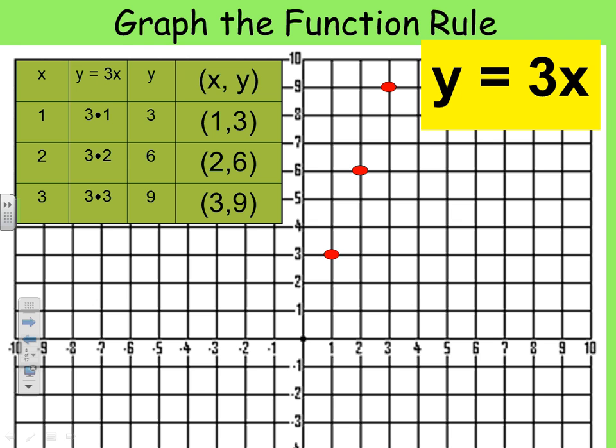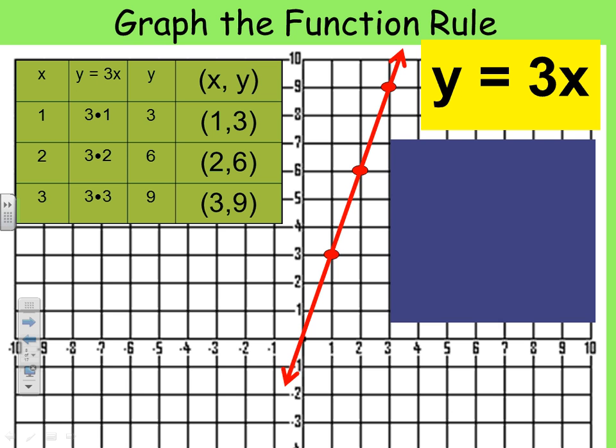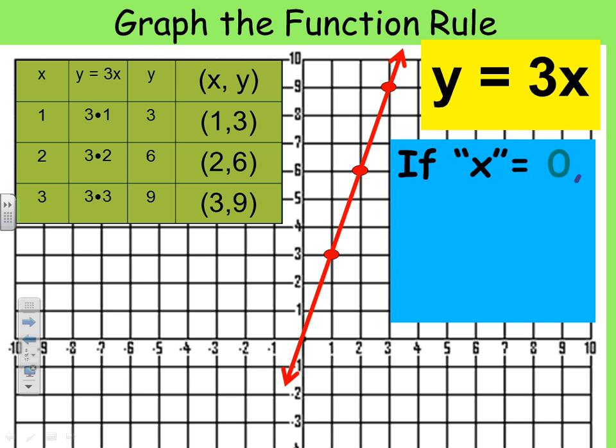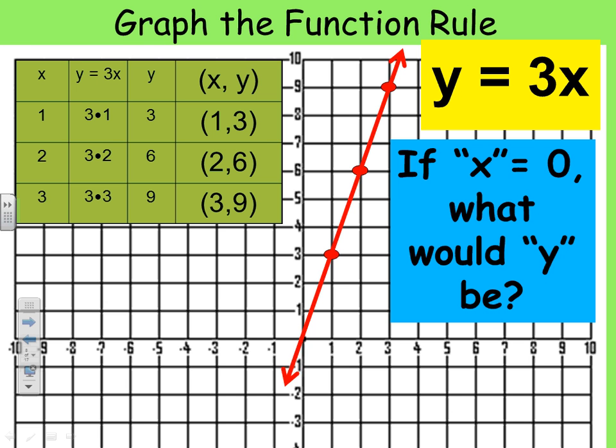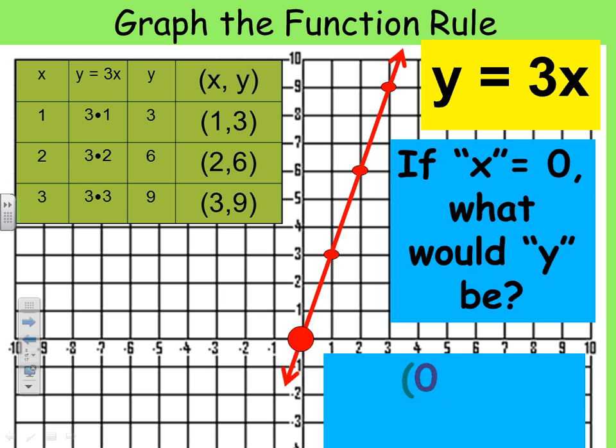Now this is what we call a linear function. The reason why it's a linear function is because these points create a straight line. So then the question is, if x was 0, what would y be? And so we could substitute 0 in for x, or follow our line, and we end up at (0, 0).